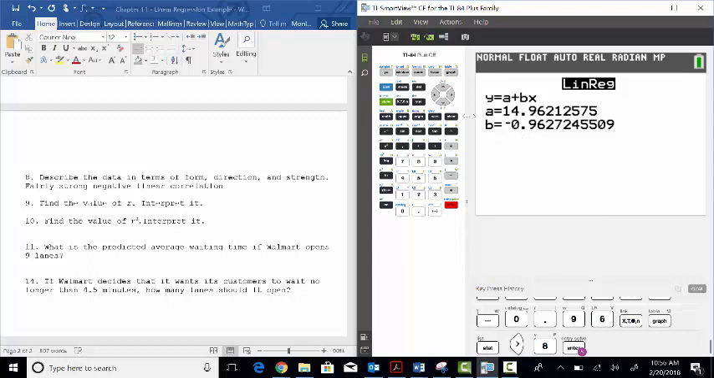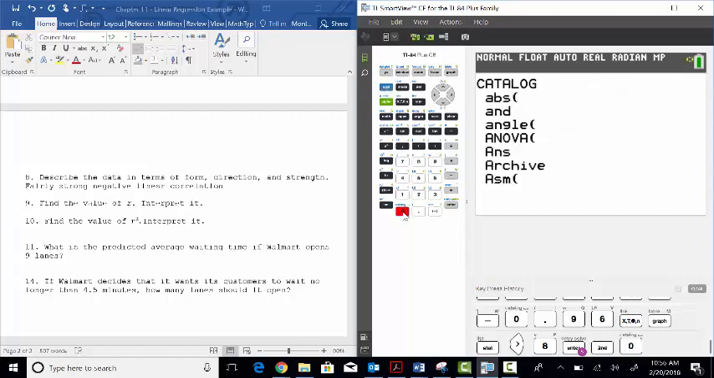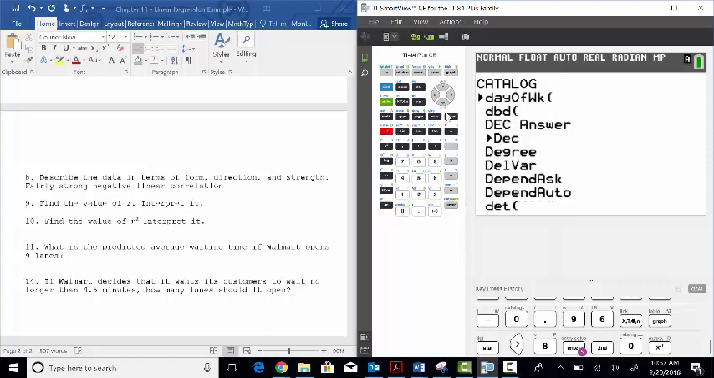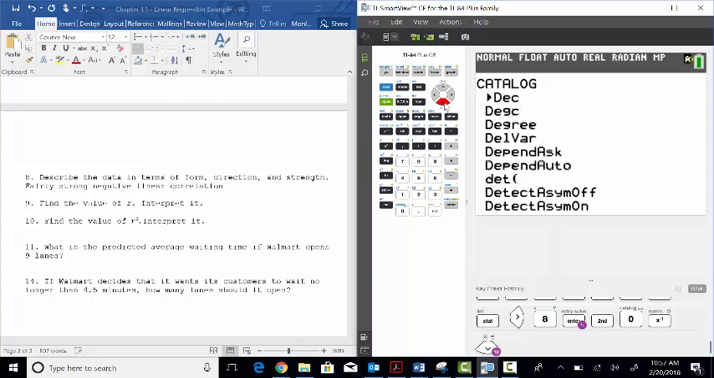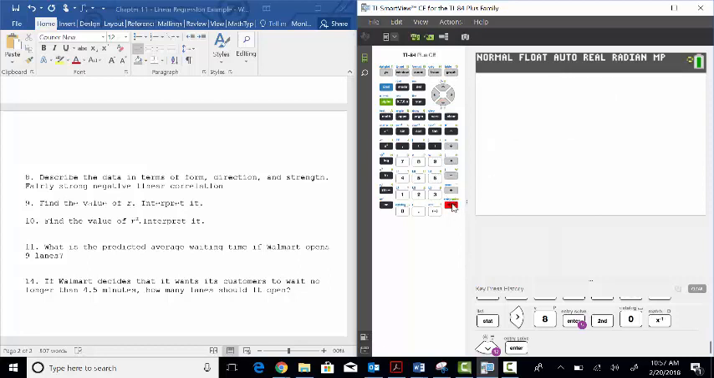So if you're like me, you don't see your R and your R squared, you're going to hit second, catalog. All right, so again, second 0, and that's going to pull up the catalog. From there, you want to go to D, which is diagnostics on. So you're going to scroll all the way down till you get to diagnostics on. You're going to press enter, and press enter again. It should say done.